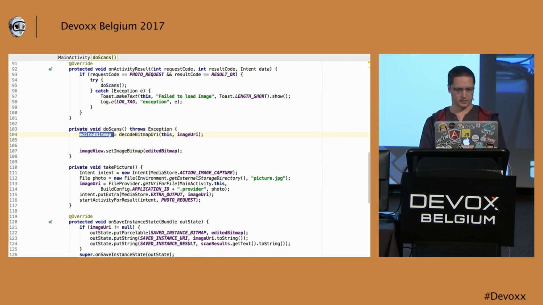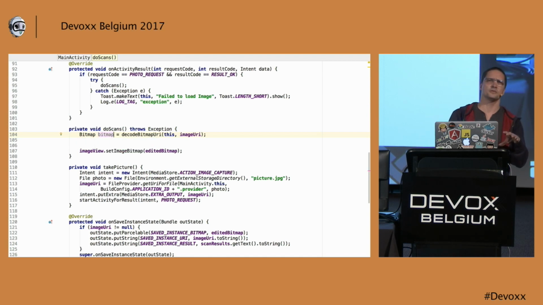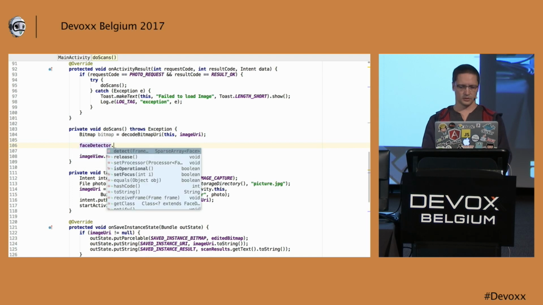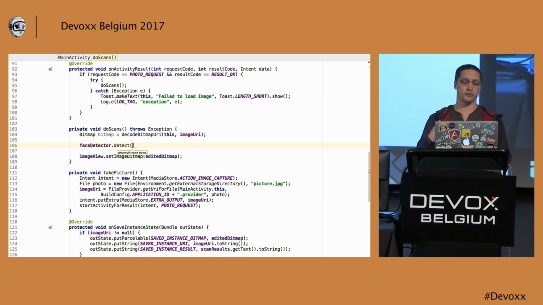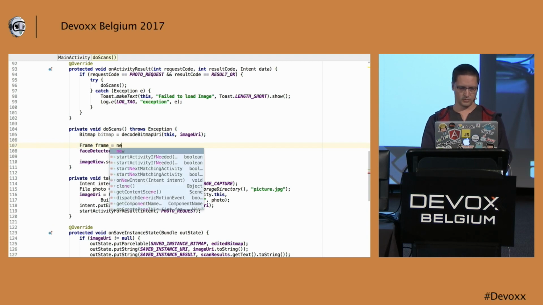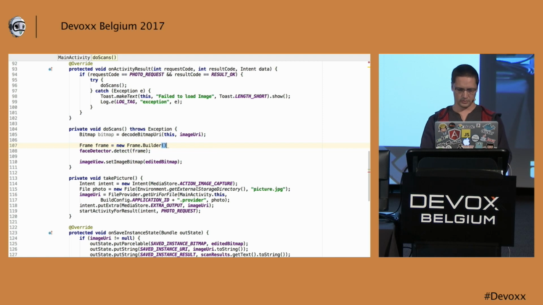First, I will load the picture in another bitmap like this, because the edited bitmap is the one that will be put on the screen, and I want to draw on it. So I will just call my face detector .detect, and this face detector will need a frame as a parameter. So what we'll do is just create this frame equal new Frame.Builder().build, and we need to set the bitmap in this frame like this.